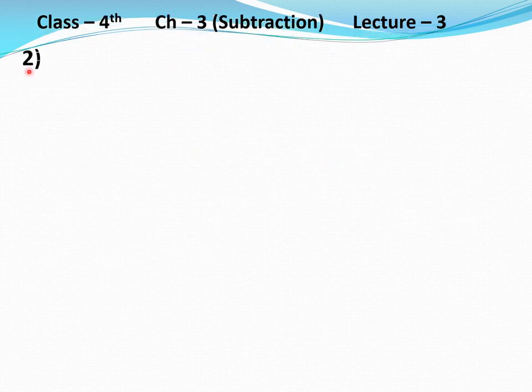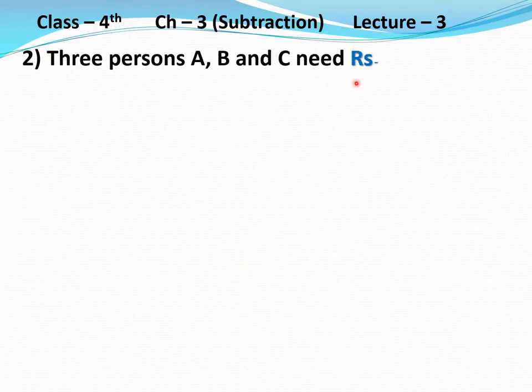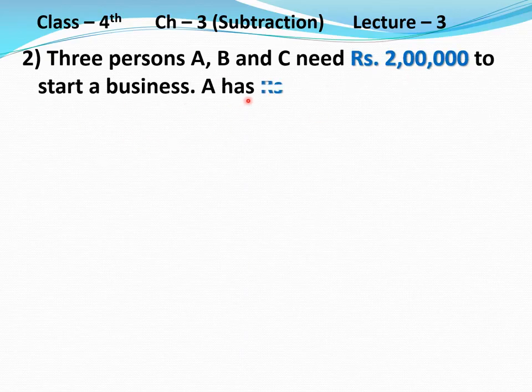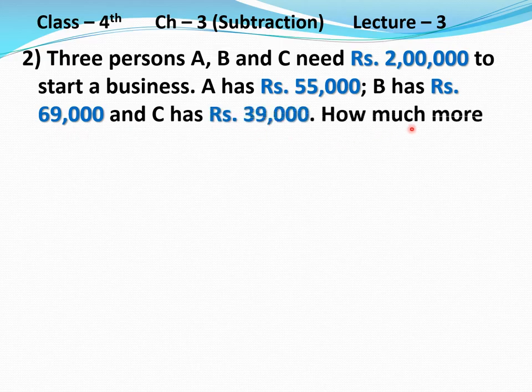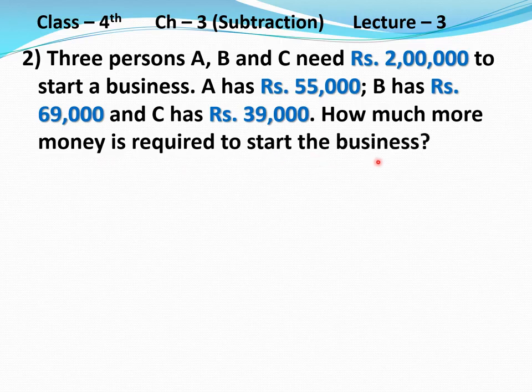Now, question 2. Three persons A, B, and C need rupees 2 lakh to start a business. A has rupees 55,000, B has rupees 69,000 and C has rupees 39,000. How much more money is required to start the business?